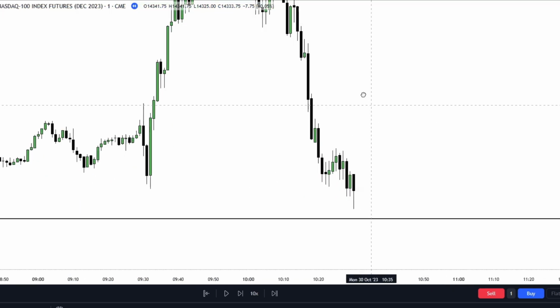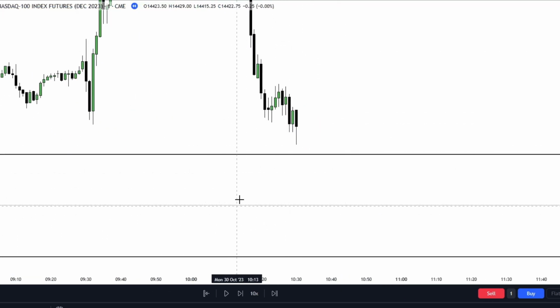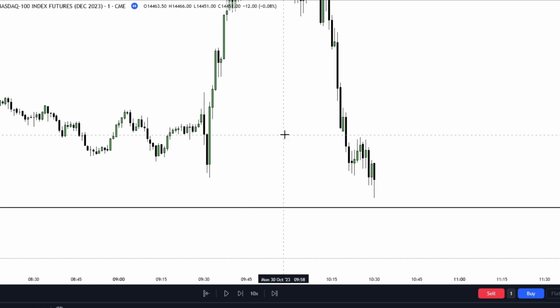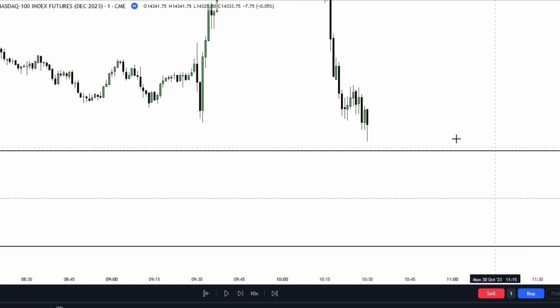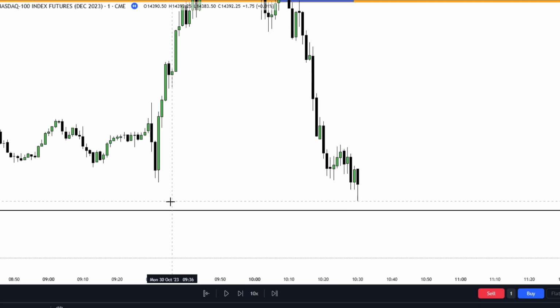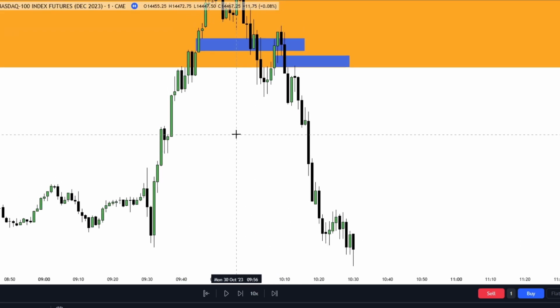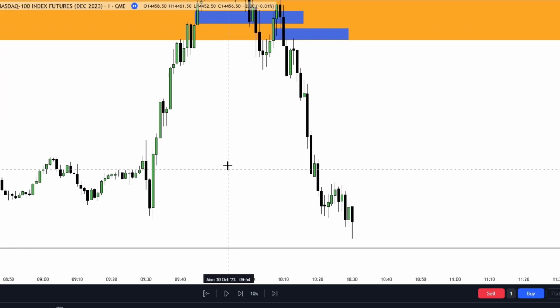And then some of you might be asking, well, why didn't you target the consequent encroachment of this new week opening gap? I do not like using new week opening gaps or new day opening gaps as my target. I prefer to use PD arrays that are not a new week or new day opening gap, but primarily lows and highs for my take profit. So that is why, and I was very, very satisfied with this trade either way.